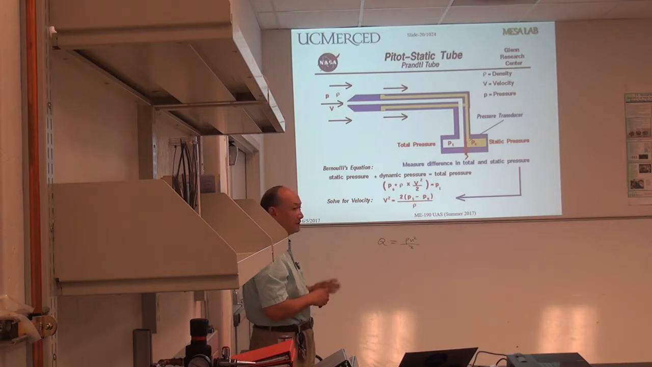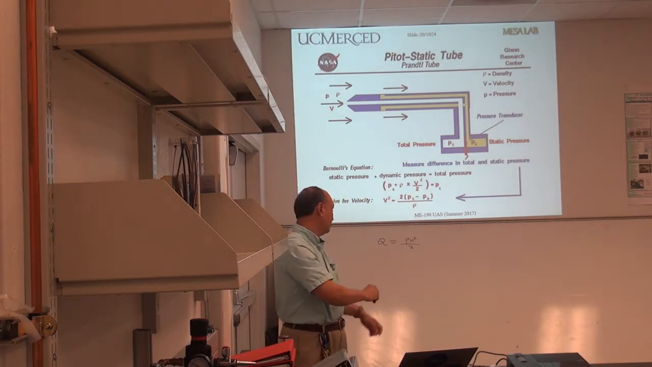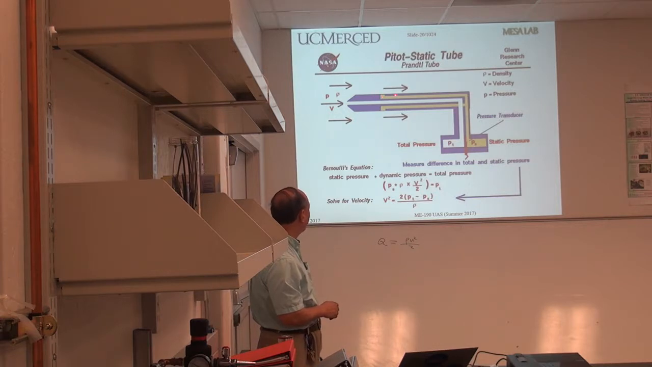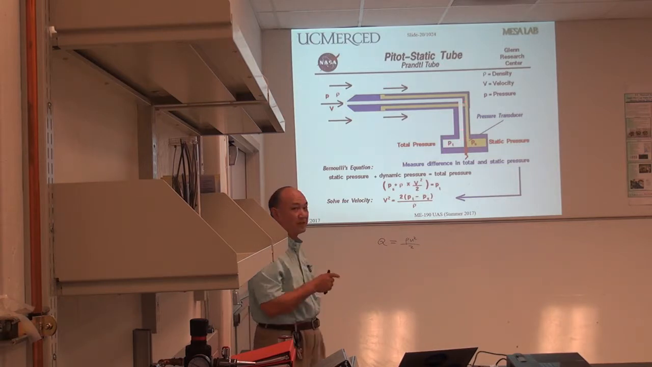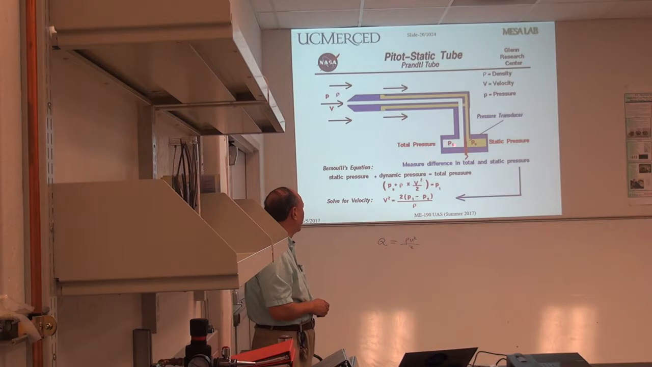Okay, infer the speed, how fast the aircraft is flying. What they did is, by trying to infer, there are two types of chamber. One is inside of the yellow one, called static pressure, P sub S. The other is this white chamber, P sub T, the dynamic pressure, okay, total pressure, P sub T.